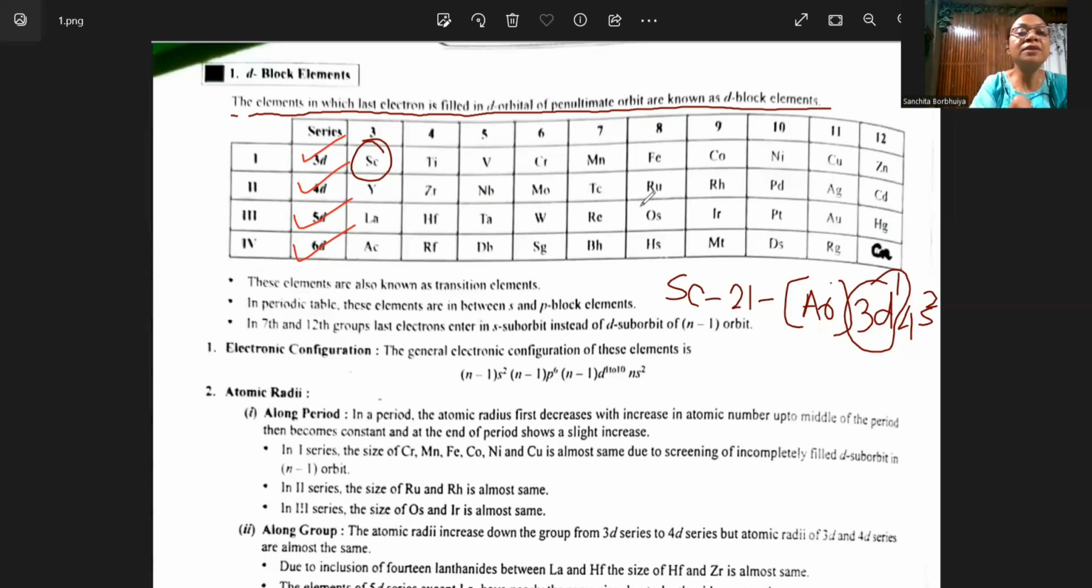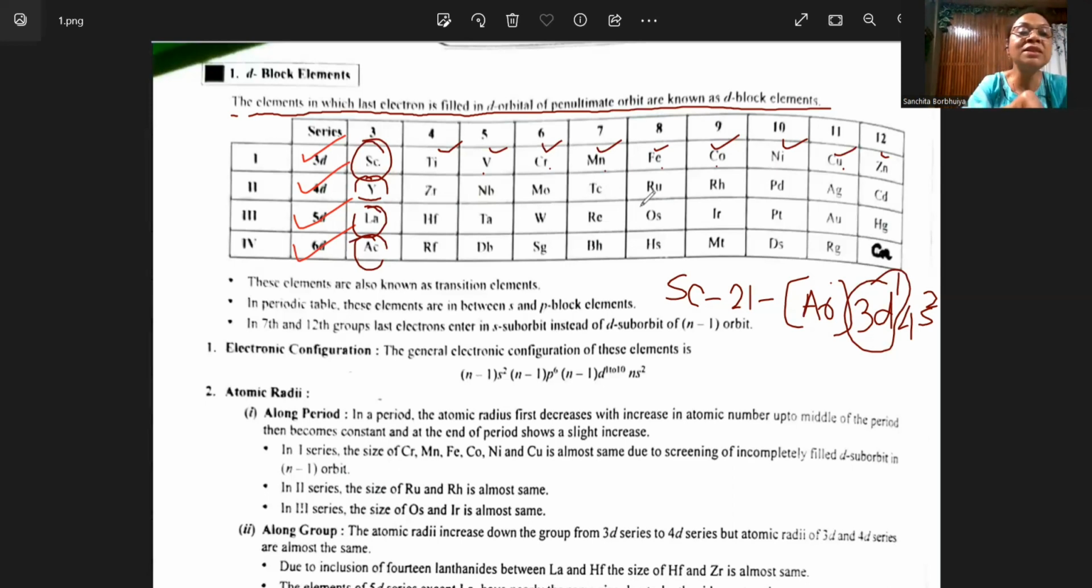The 3D series includes scandium, titanium, vanadium, chromium, manganese, iron, cobalt, nickel, copper, zinc. If you want a mnemonic: science teacher very cruel, मांगे fees, कोई नहीं QG. So from scandium to zinc, this way you can learn the series. Usually you do not require the other series. The 3D series is the only one you require, and after that you require the third group.